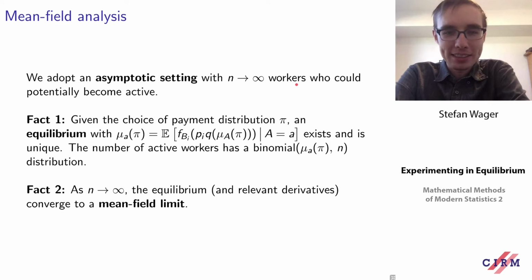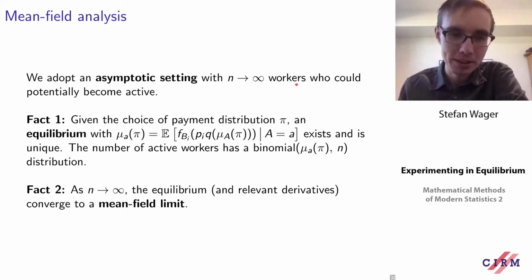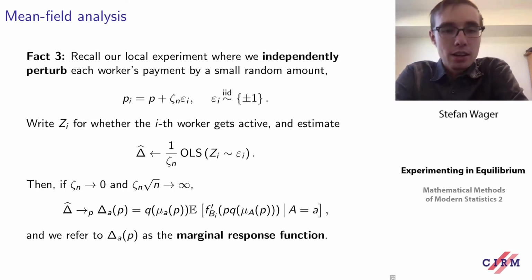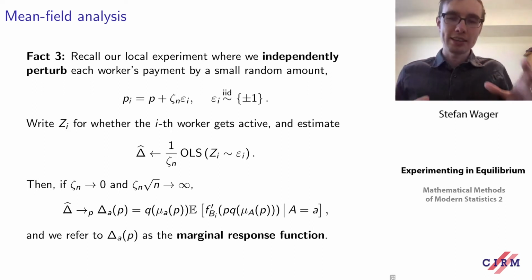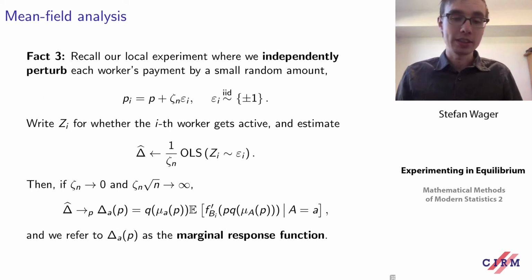As the marketplace size gets large, the equilibrium and its relevant derivatives converge to a mean field limit. And everything I'm going to say from here on out is actually going to be about the mean field limit. Here's a first interesting thing. Remember, all our inference is going to be driven by these micro perturbations to the payment scheme. So instead of paying everyone $15 per unit of demand served, we're randomly going to pay some people $15.10 and others $14.90.